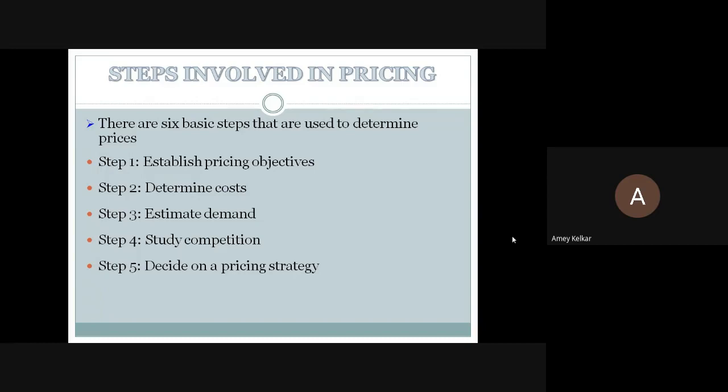So how the new goods are coming into the market, when you study all those things, you can design your own pricing strategy. And the last step, after doing all this, is that you will set the prices. So there are 6 steps: establishing pricing objectives, determining the cost, estimating the demand, studying competition, deciding on pricing strategies, and then you'll set the prices.